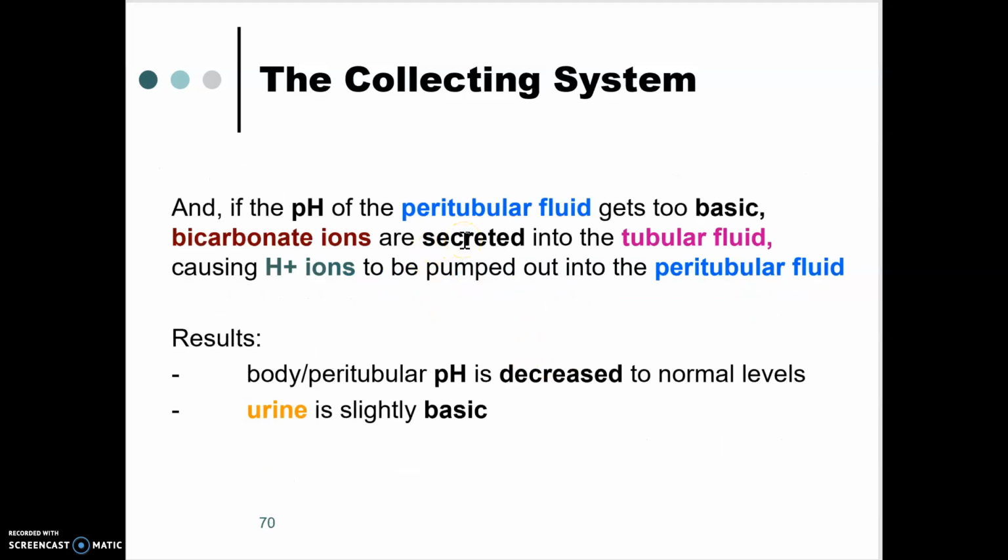Now, if the peritubular fluid gets too basic, the opposite happens: those bicarbonate ions will be secreted into the tubular fluid, and that'll cause hydrogen ions to be pumped back into the peritubular fluid. So it's a switcheroo from what we've seen in the last situation. When that happens, our body fluid pH is going to decrease, become a little bit more acidic, and then the pH of the urine is going to be a little bit more basic, or go up. This type of fine-tuning happens all the time in order to maintain that constant environment, the homeostasis of the blood and the body fluids.